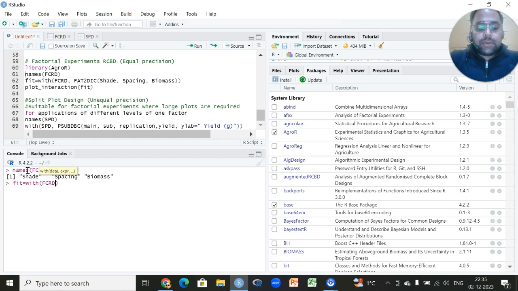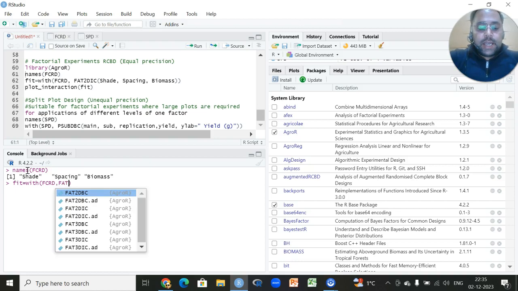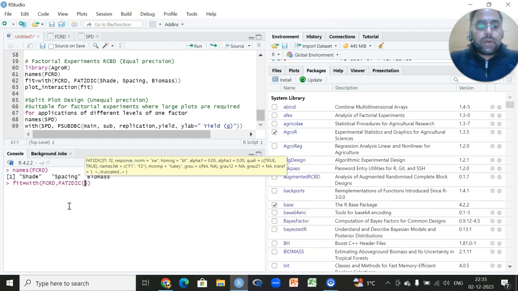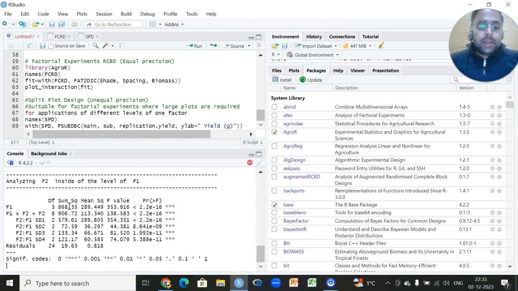Then I have to write a default function, FAT2DIC, which is the default function to perform factorial experiments utilizing this library. Then I write the name of my first factor, followed by the name of my second factor, and followed by the name of the response variable, which is biomass. Then click on enter, and there we go.